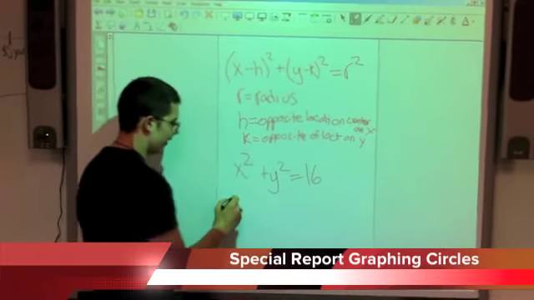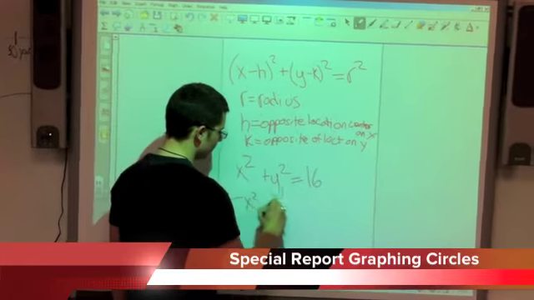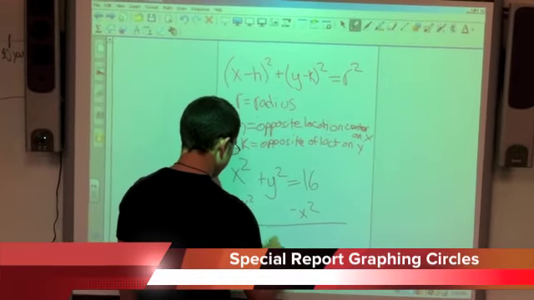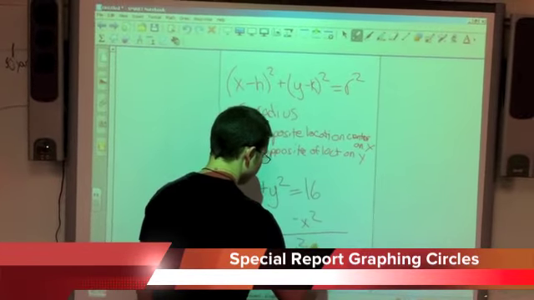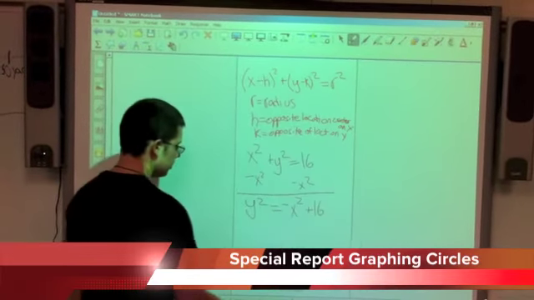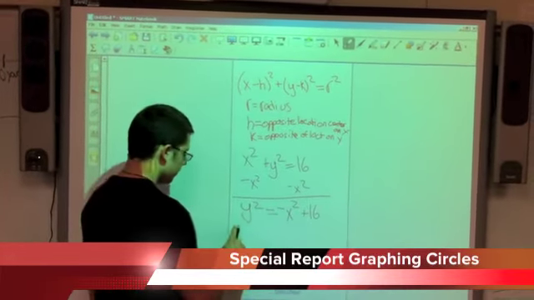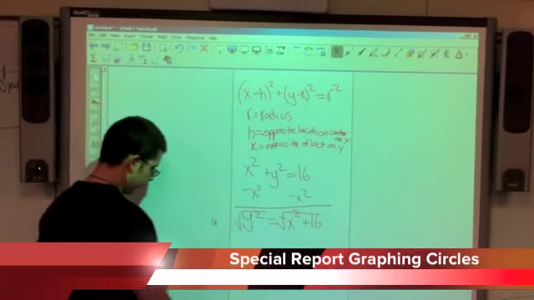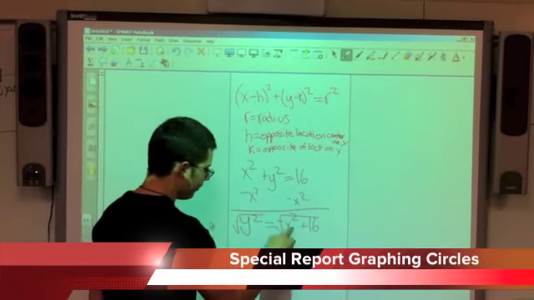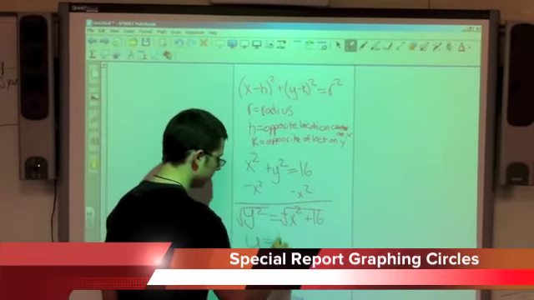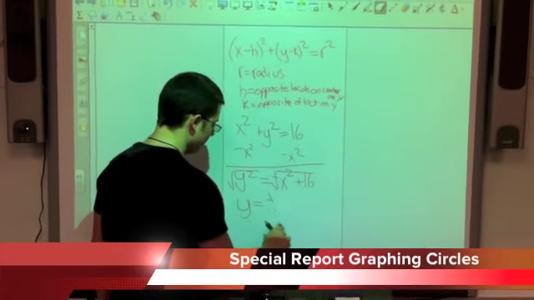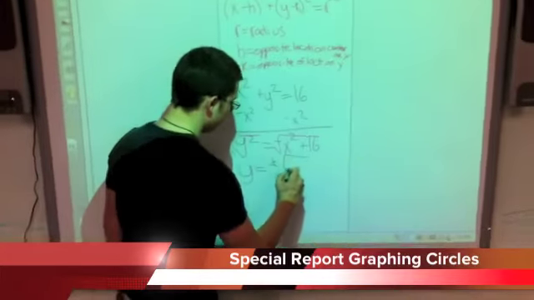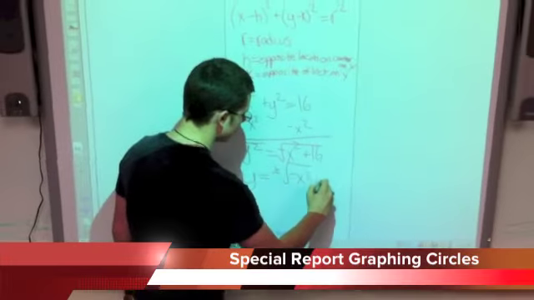To start, you would need to get y by itself, so you need to subtract x squared from both sides, leaving you with y squared equals negative x squared plus 16 on the right side. Now you have to find the square root of both sides, so you end up with y equals plus or minus the square root of negative x squared plus 16.